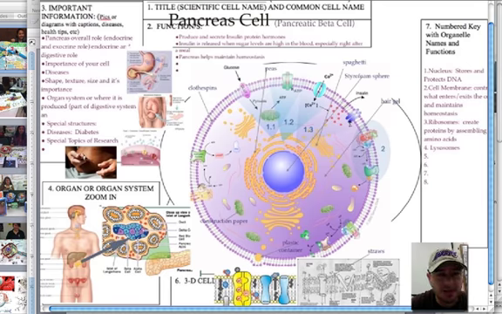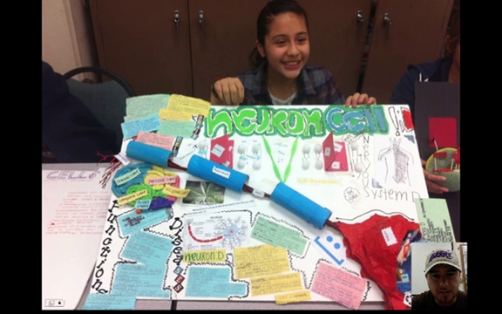Again, this is what your worksheet will look like, but this is what your project will look like in the end. And again, remember, they have the cell in the middle, and the organ it's zooming in from. So here's a brain. They're zooming into the brain, and here's a neuron. She did it a little bit differently. She put information all over through cards. She did have her cell membrane here. You can see her cell membrane.